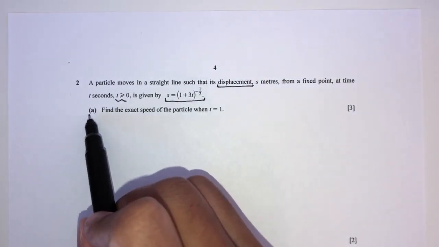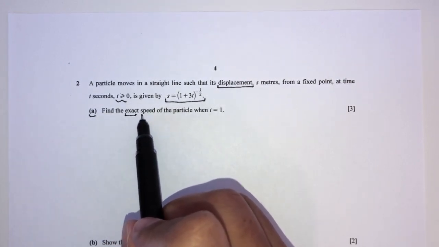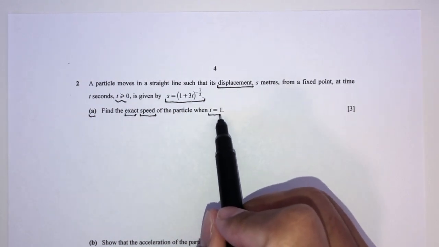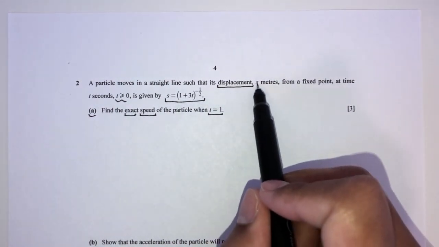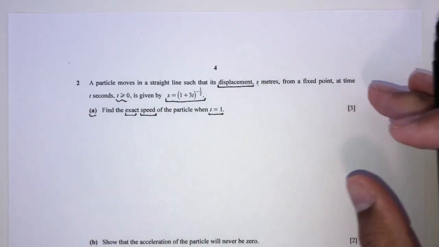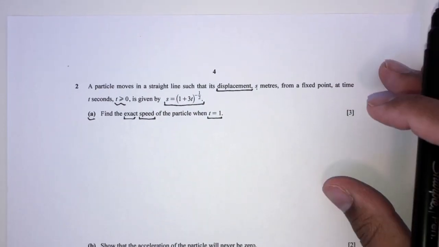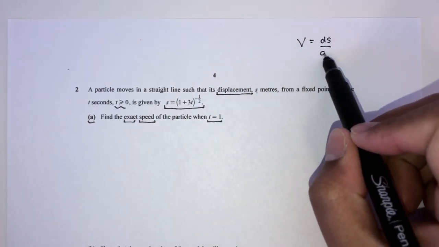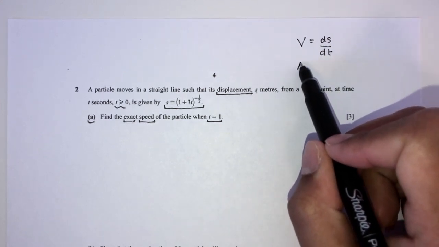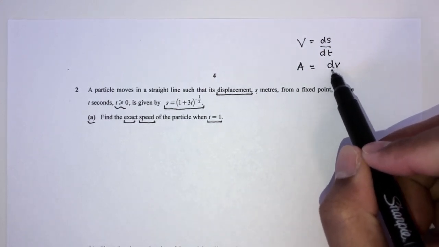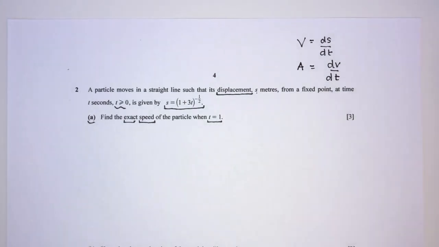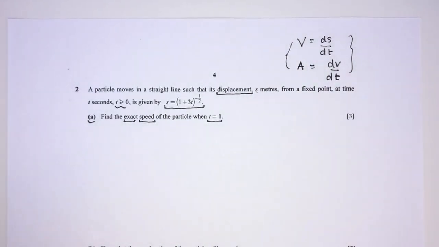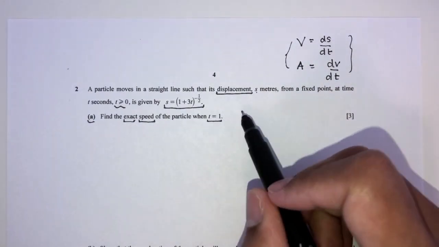Great. Now, part 1. We have to find the exact speed, speed is a scalar quantity, of the particle when t is equal to 1. Now, we have the displacement. We have to find the speed. If we have done enough of those questions, we have to know that to find velocity, we have to differentiate its displacement. If you want to find acceleration, we have to differentiate the velocity. So we have to know this to solve this. So one by one, first we need to find the velocity.